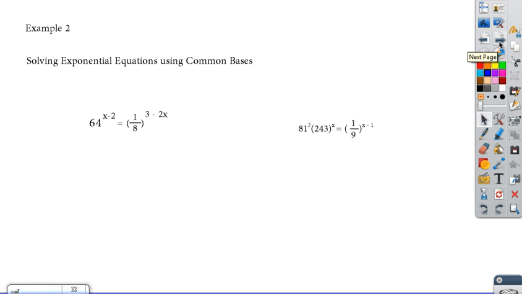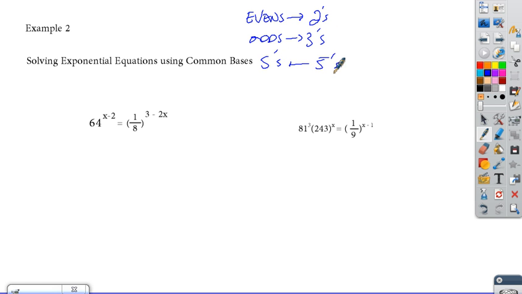Next. Solve the equations using common bases. So we talked about this at the beginning of the year. This is in unit 0. All right, we said evens are 2s, odds are 3s, and 5s are 5s. So in this particular case, I have evens, 64 and 8, so I'm going to try to write them with a base of 2. So 64 is going to be 2 to the 6th, to the x minus 2.